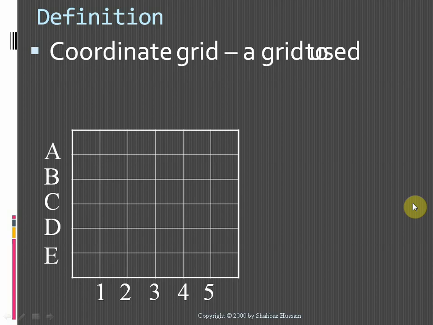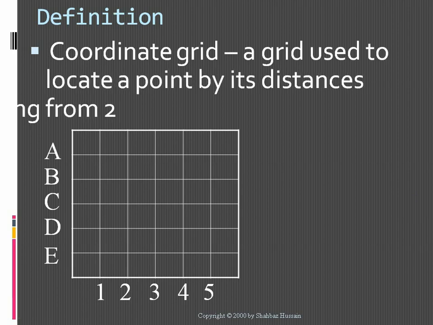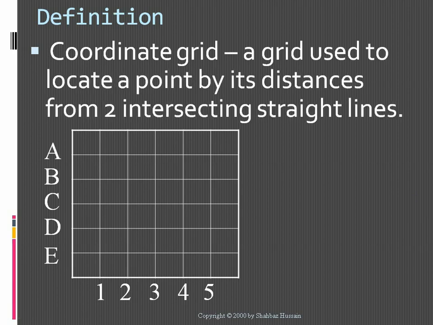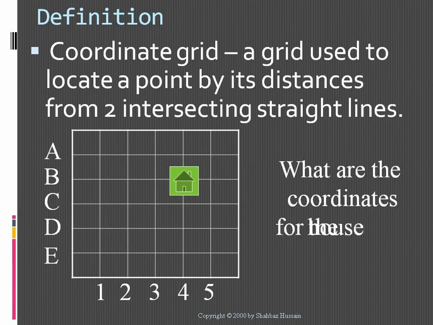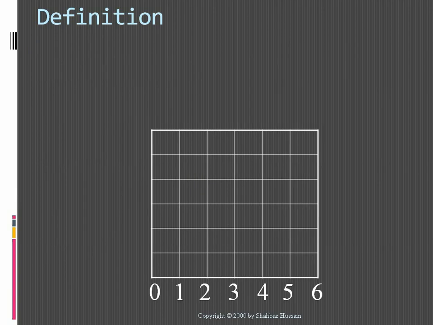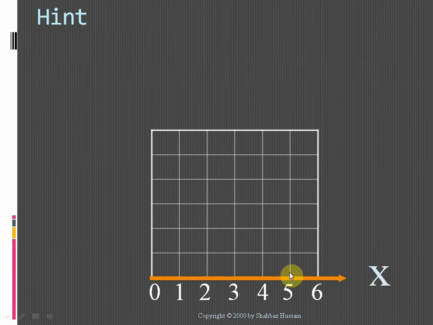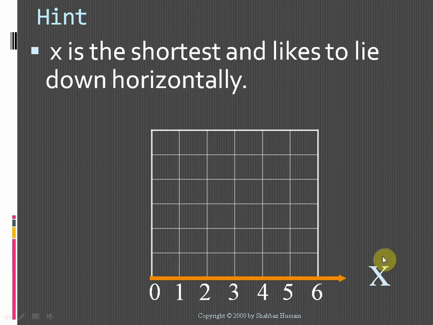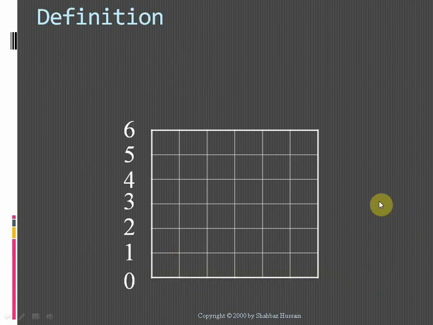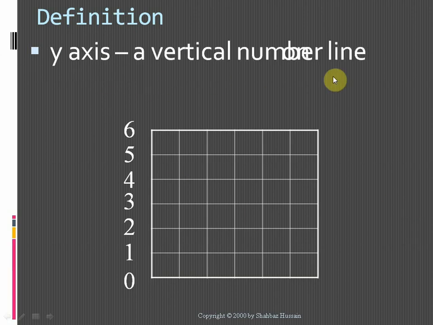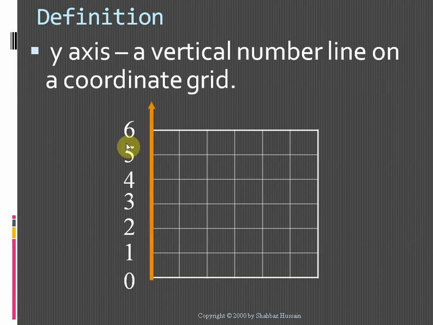Coordinate grid: a grid used to locate a point by its distance from two intersecting straight lines. So when you see the house, what are the coordinates of the house? First of all we have to check what the x-axis is. The x-axis is the horizontal number line on a coordinate grid. This is the horizontal line which is called the x-axis. X-axis means lying down horizontally. And the y-axis is basically the vertical line on the grid.